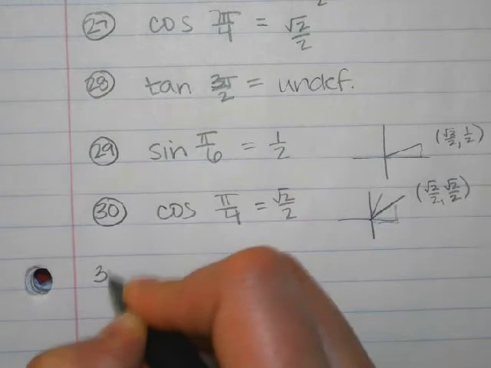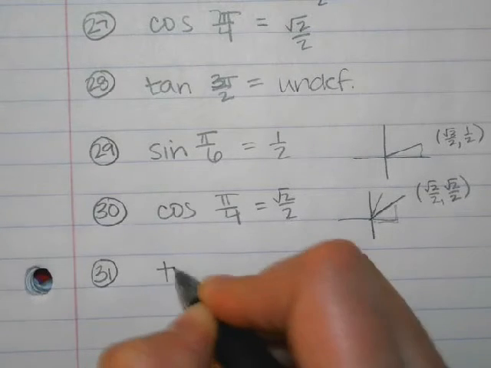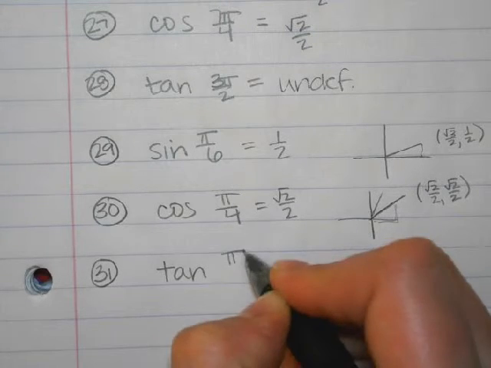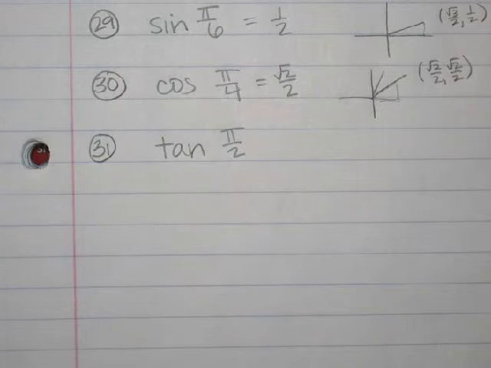All right, 31. Tangent of pi halves. Wait. That's on the thing. That's 0. That's pi half, right?